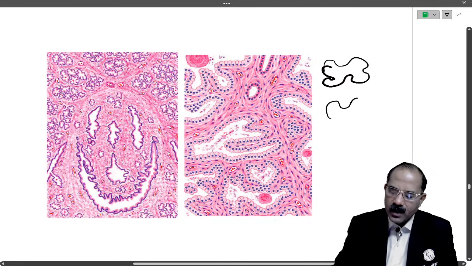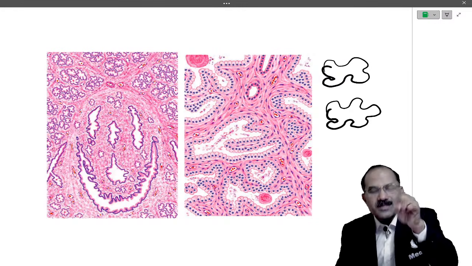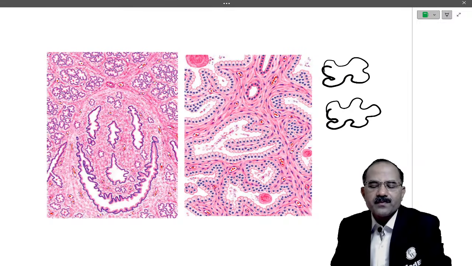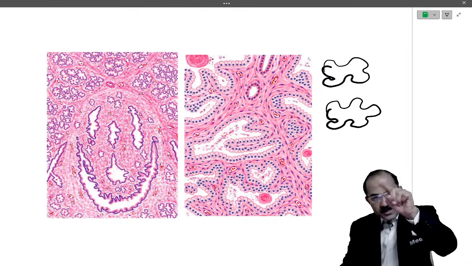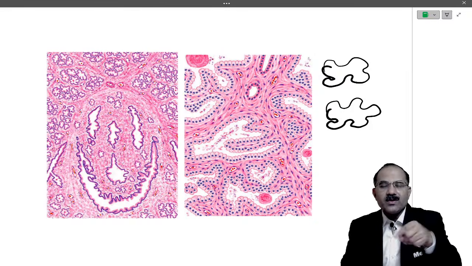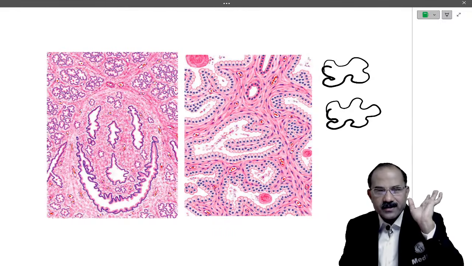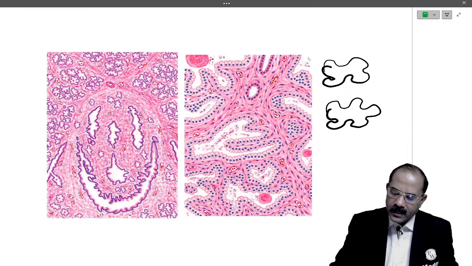The glands are like this, folded, folded, folded. The moment you see this folding, what is it known as? Involutions. The moment you see involutions like this, it is very characteristic of prostatic glands. It shows involutions, foldings like this. And inside these glands, you find this.